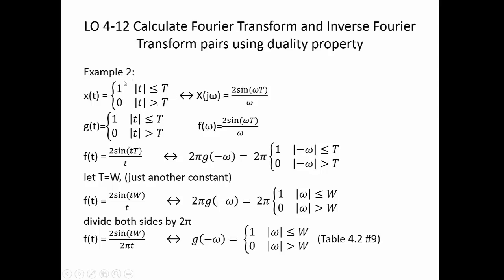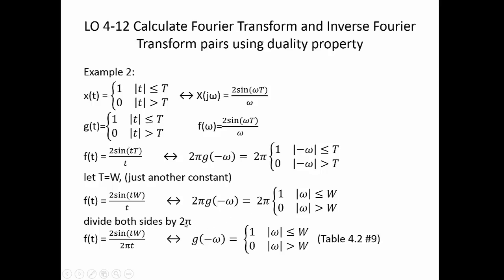Our g of t is just the functional form of our time signal. Our f of omega is the functional form of our transform. Therefore, f of t is going to be our f of omega, and everywhere there is an omega, replace it with a t. The other side of the transform will be 2 pi g of minus omega. Take our g function, everywhere we see a t, replace it with a minus omega, and scale it by 2 pi. This capital T is just a constant, so instead of calling it t, let's call it w, not omega, w. So where there was a t, there's a w.